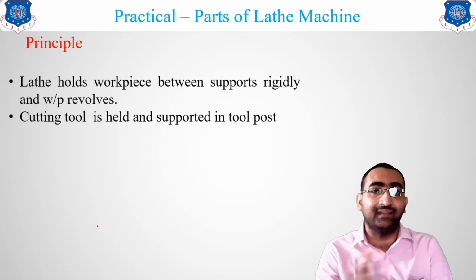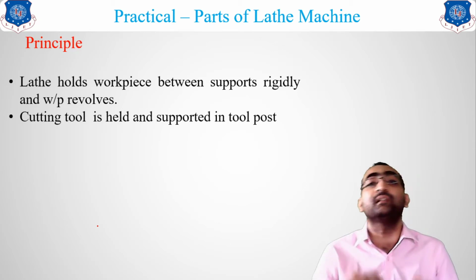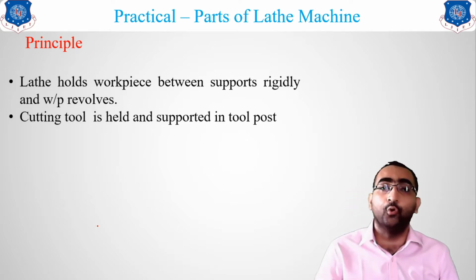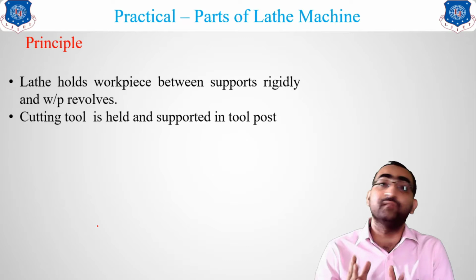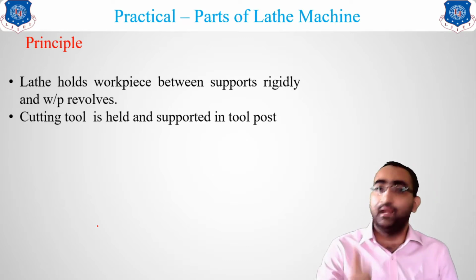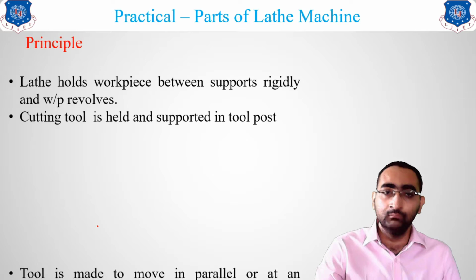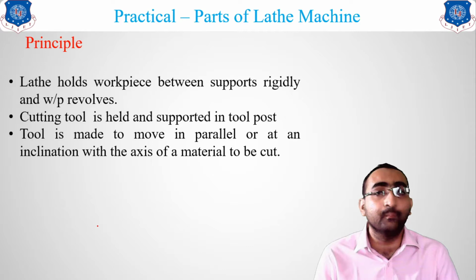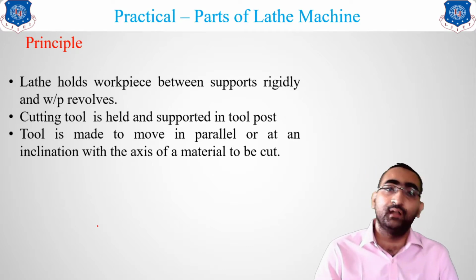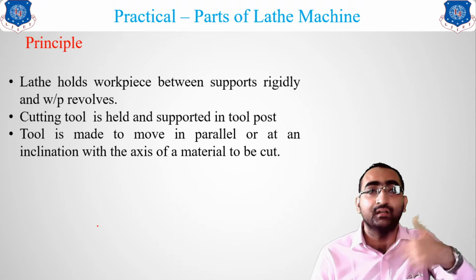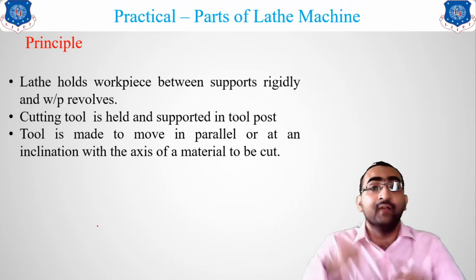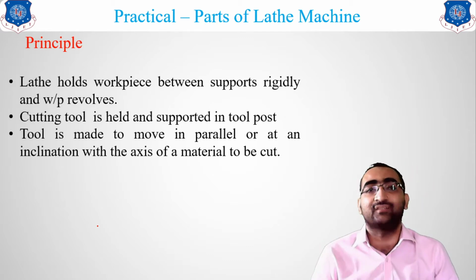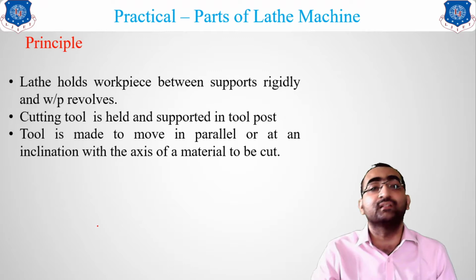Next comes the cutting tool. We adjust the cutting tool according to the shape which we require, and we place the tool for that shape. There are two parts in which we can place the tool: first the tailstock, second the carriage. Then the tool is made to move. Why? Because the workpiece will be rotating on a fixed path, so we will be moving the tool either perpendicular, parallel, or in a cross way, towards the workpiece.